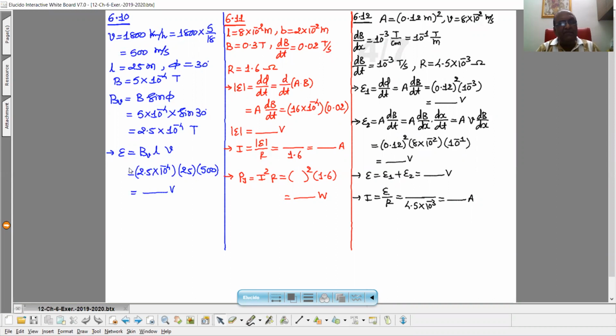Now EMF induced across the wings. This one is the simple case of motional EMF. So BVL, but here B is the vertical component, which we already calculated. So substitute this answer. Here L is 25 given to you and V is 500. Clear to all of you? Any doubt in this one?